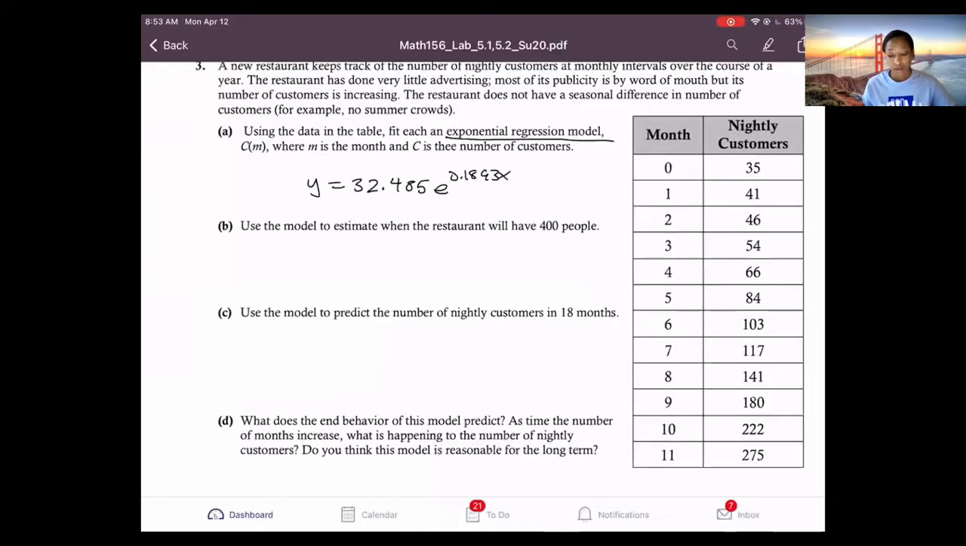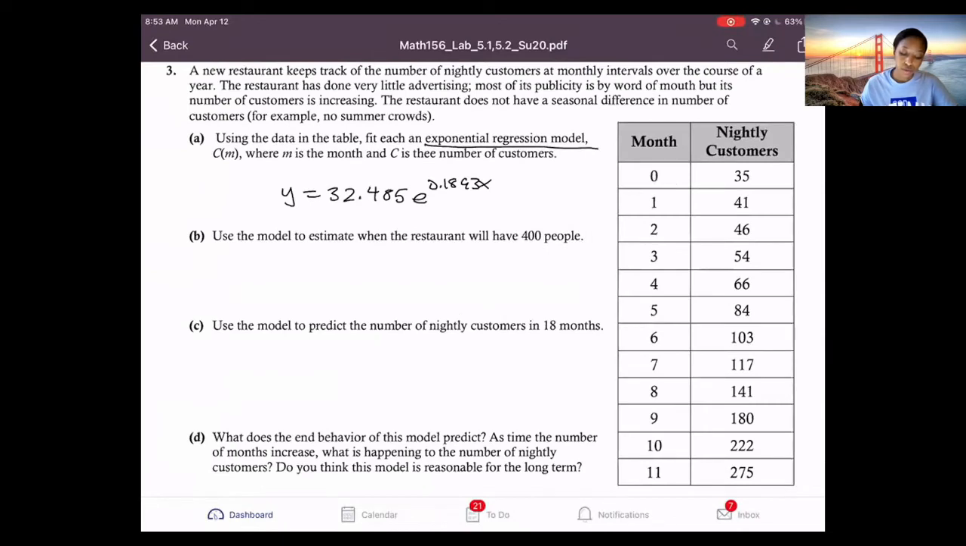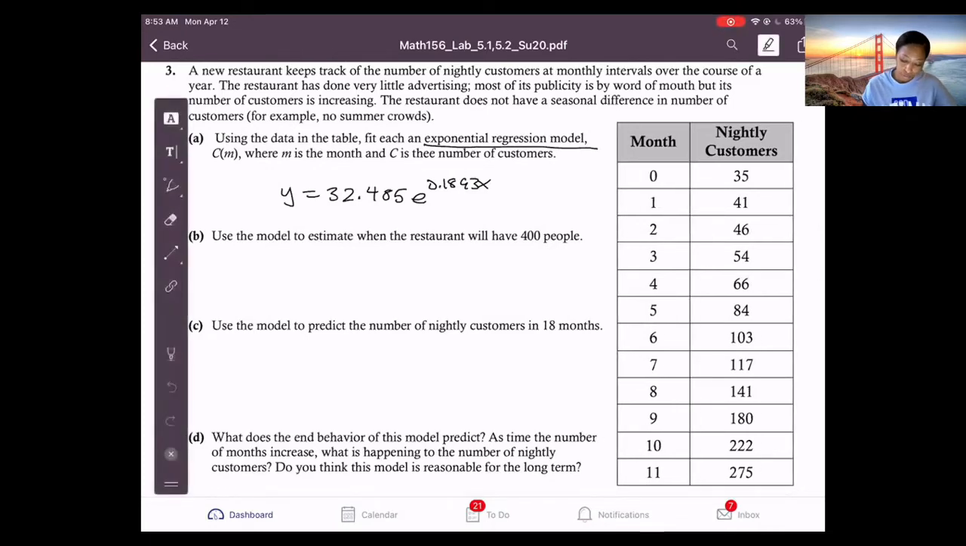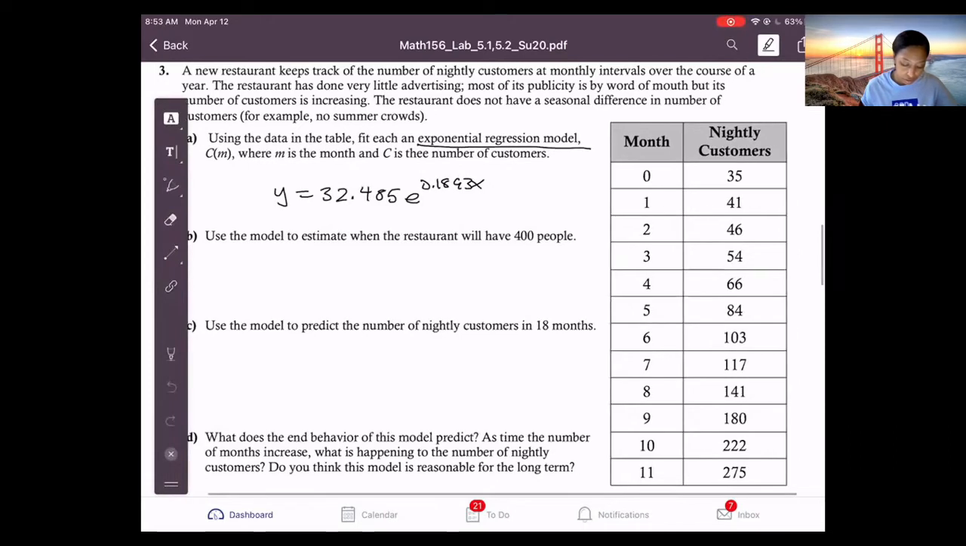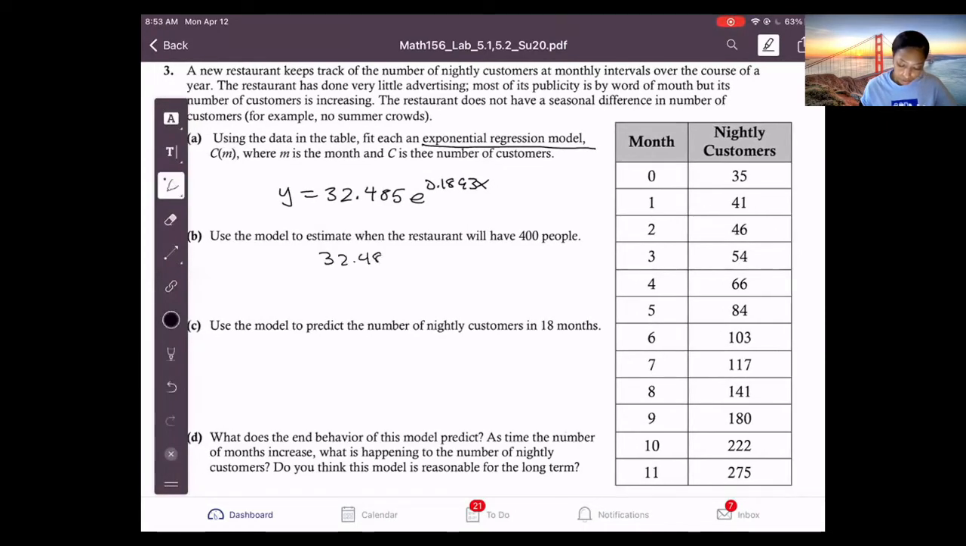Okay, so for part A, we found the regression equation. It was 32.485 e to the 0.1893x. And then we're asked to use the model to estimate when the restaurant will have 400 people. Okay. Now to do this, this is saying we want to know when 32.485 e to the 0.1893x, we want to know when this is equal to 400. Okay, so we want the output to be 400.